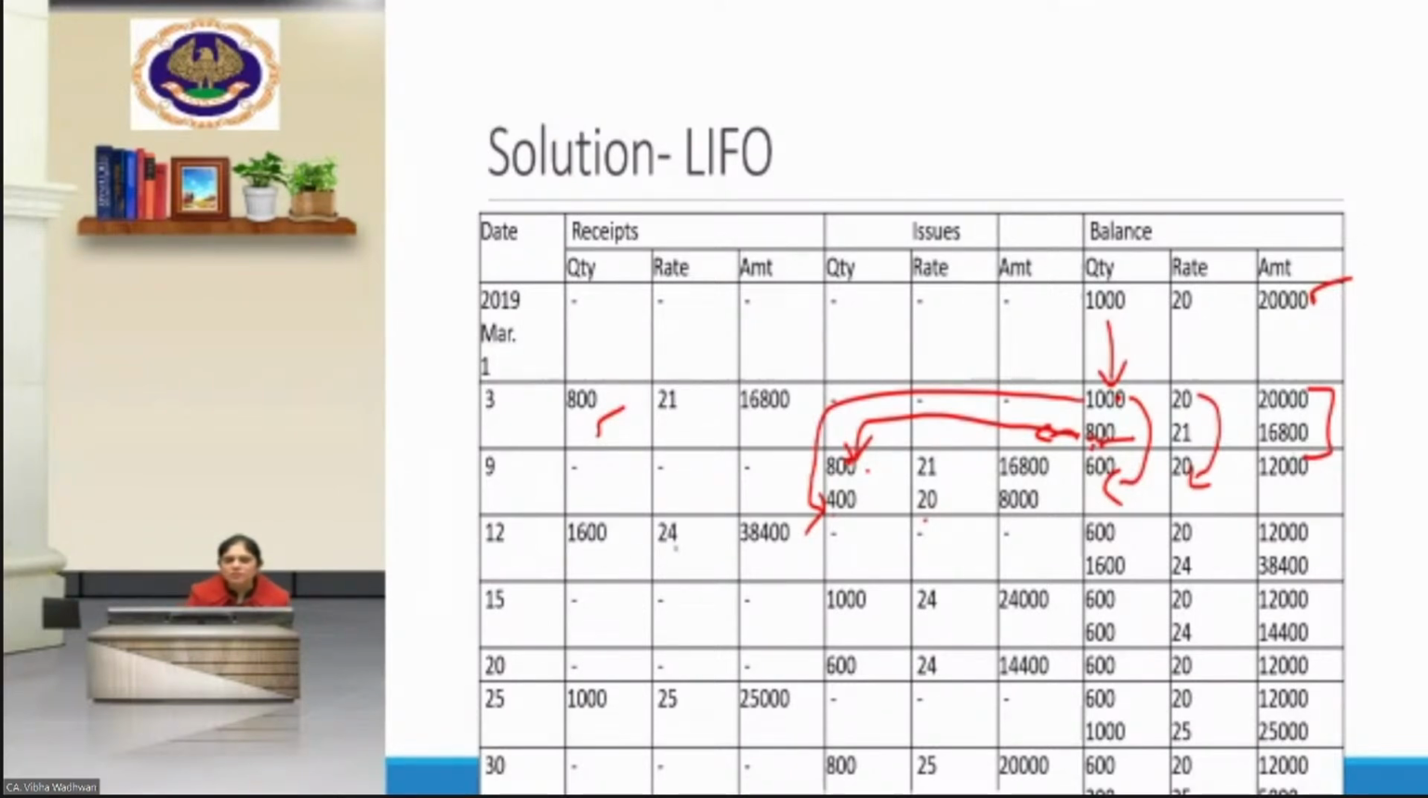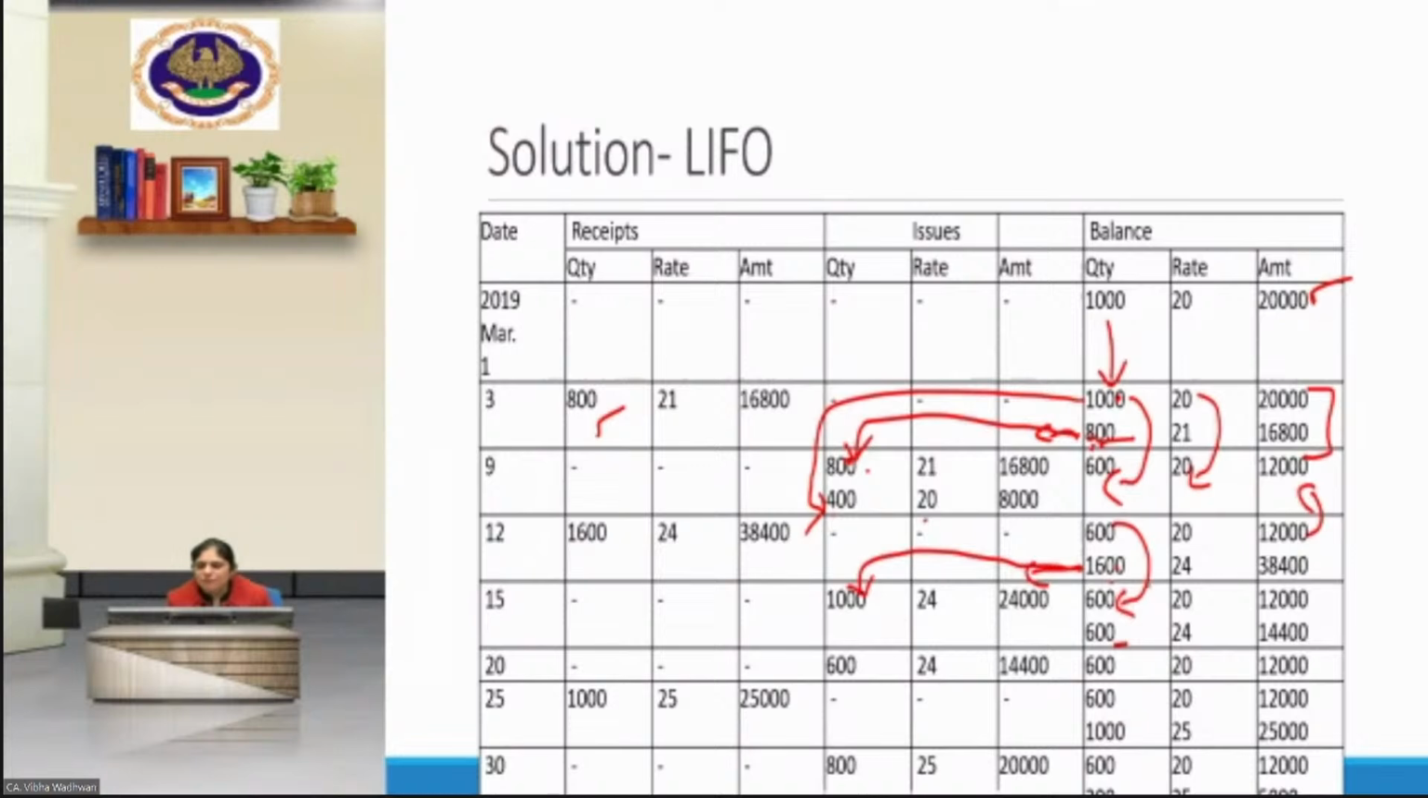Then there's a new purchase of 1,600. So 600 was the older one and this is the new one. Clear? So on 15th we have a new issue for 1,000. That means the latest will be issued first. All right. So the latest purchase is my fresh purchase. We will issue from the fresh purchase now. And then out of the fresh purchase also 600 is left, and 600 of the oldest one is also left. So LIFO is the last purchase, the fresh purchase, will be issued first.